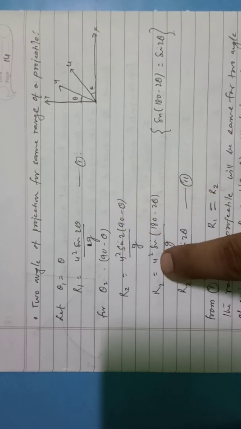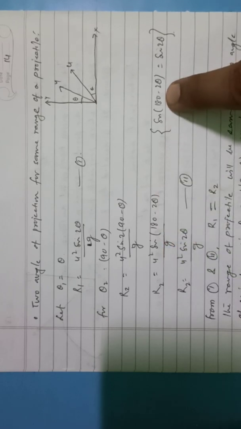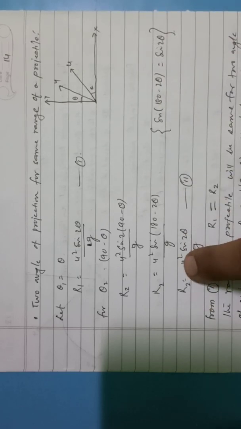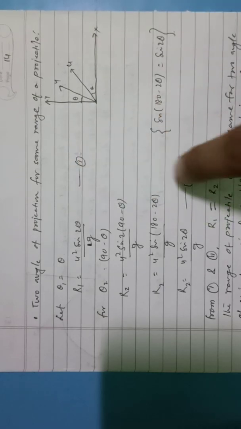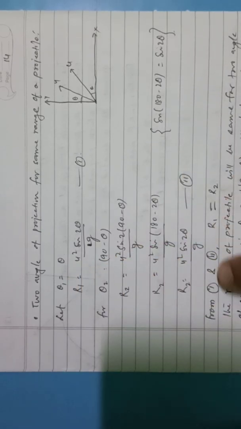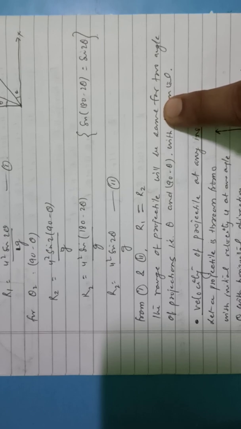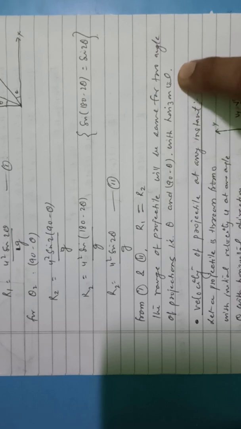Now we solve it. u square sine (180 minus 2 theta) by g. Sine (180 minus 2 theta) is equal to sine 2 theta. Therefore, R2 is equal to u square sine 2 theta by g. Equation number 2. From equations 1 and 2, you see that the right hand sides are equal, so the left hand sides are also equal. Therefore, R1 is equal to R2. Therefore, the range of the projectile will be the same for the two angles of projection, that is theta and 90 minus theta with the horizontal.